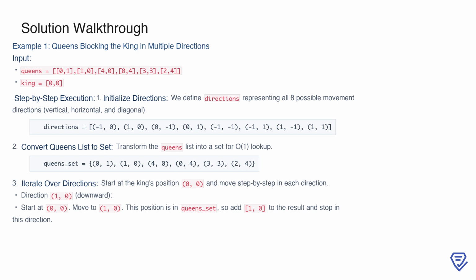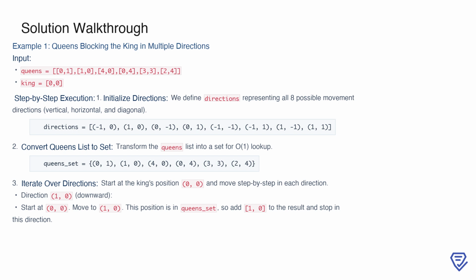To solve this problem, we begin by defining the 8 possible directions in which a queen can move: vertically, horizontally, and diagonally. These directions are represented as coordinate offsets, like moving one step up, down, left, right, or diagonally. Next, we convert the list of queen's positions into a set to allow for constant-time lookups. This is important because as we iterate through the board, we need to quickly check if a queen is blocking the king's path in any direction.